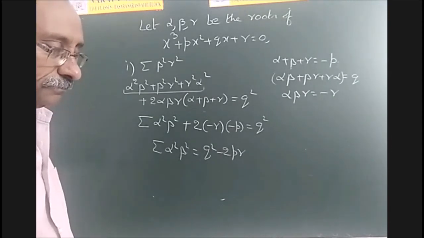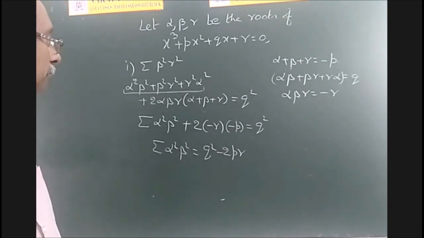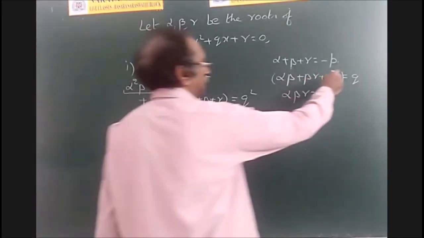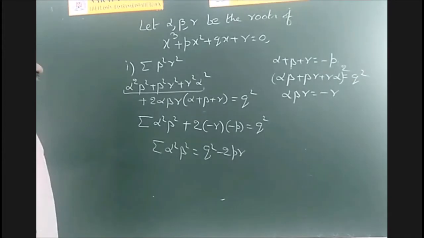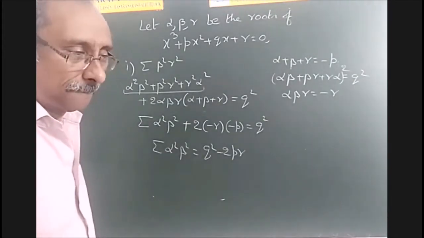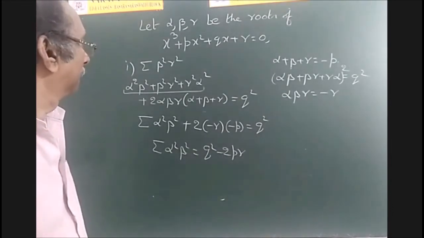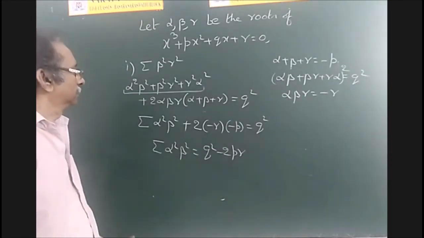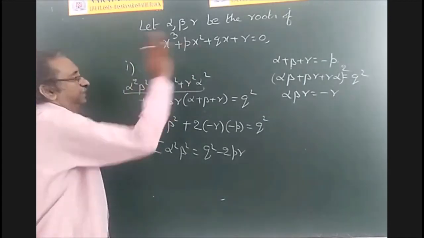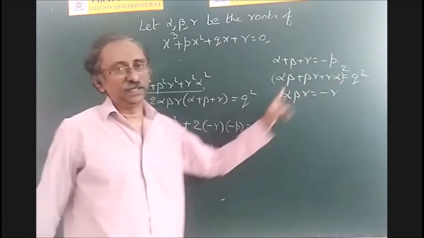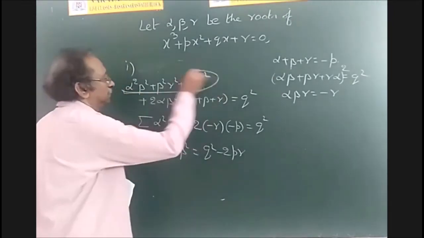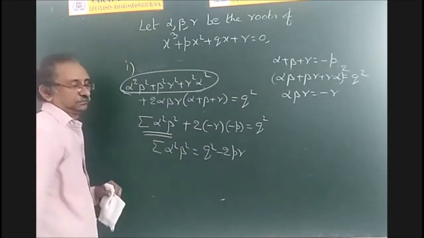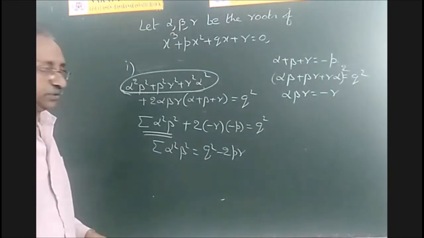Sir, how did you get alpha square beta square plus beta square gamma square? By squaring this equation. We need to square both and multiply. See, first of all, forget this and now expand that. By squaring that, you will get this. So this is nothing but sigma alpha square beta square. Okay, sir.